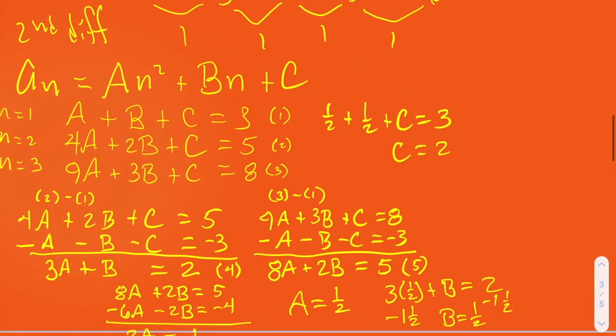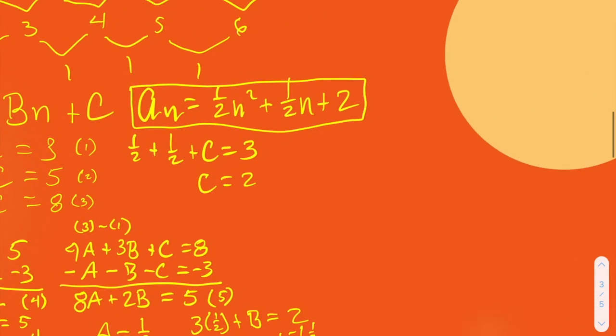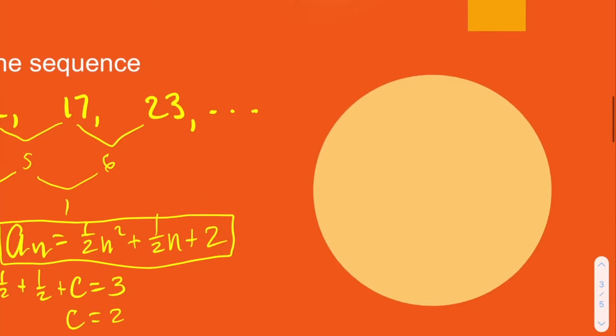So finally, what this is saying then is that a sub n is equal to 1/2 n squared plus 1/2 n plus 2. And that's my expression for my nth term of the sequence. Now, we're not done with that. We have to actually go to now writing the sigma notation. So we're talking about S sub n, and we're going to write that in sigma notation now.